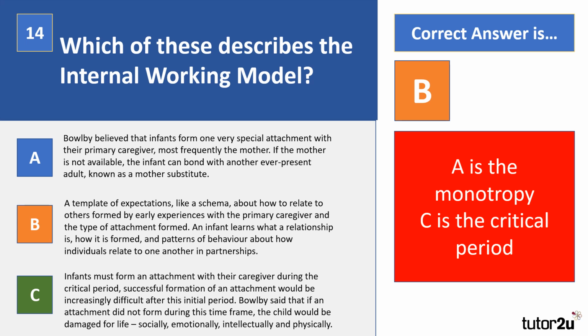So just on here, A is actually just a description of monotropy, and C is a description of the critical period, which aren't actually relevant in this area because it is just about the internal working model. On to the final question. All right, here we go.